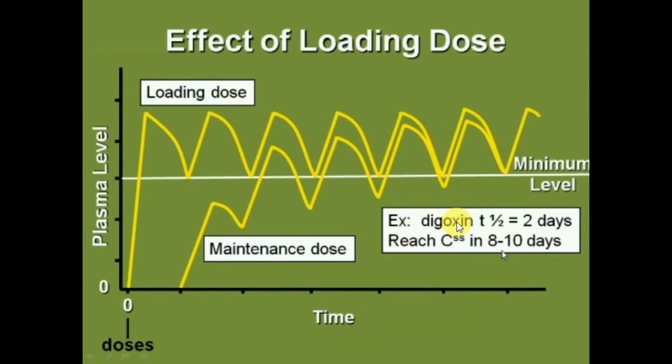Here we take the example of digoxin, whose half-life is 2 days and it takes 8 to 10 days to reach the steady state. In case of arrhythmia, we cannot wait for that long. So if you give the maintenance dose, it will take 8 to 10 days to reach the steady state. Hence, we give the loading dose to achieve the steady state more rapidly. So the effect of loading dose can be clearly seen in this graph.